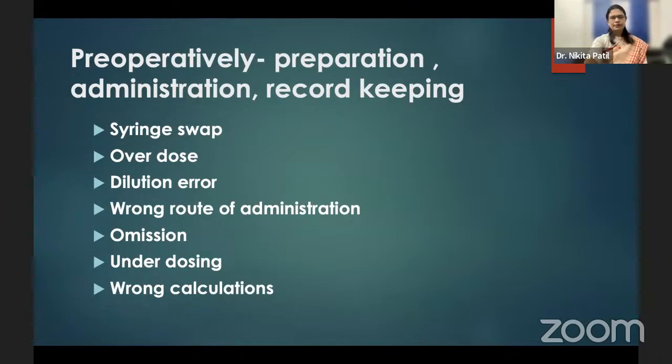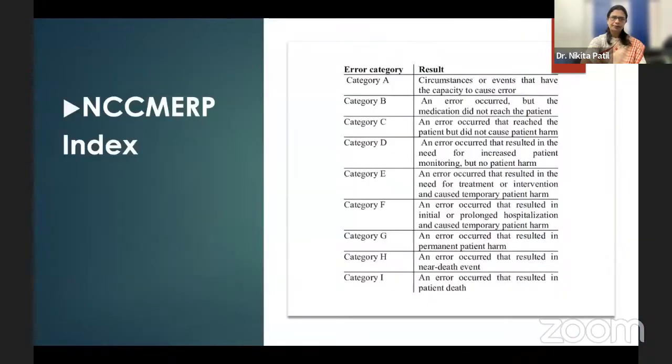Practically, now let us come to things. So pre-operatively, where we come into the picture, syringe swap, very common. It can be an overdose, dilution error, particularly with adrenaline or antibiotics, wrong route of administration, omission. The patient was supposed to receive some drug or heparin before a surgery, antibiotic prophylaxis was to be given, tranexamic acid was to be given, and I completely omitted it. And then it caused complications. So that is one reason. Underdosing, particularly with pediatric patients, wrong calculations. So preoperatively, so many things can happen.